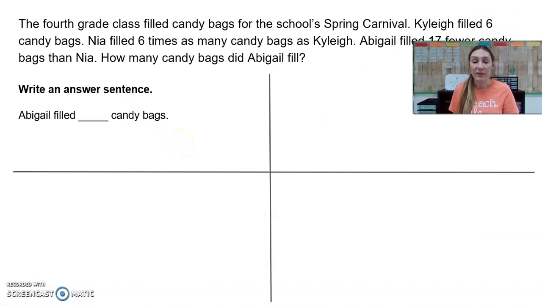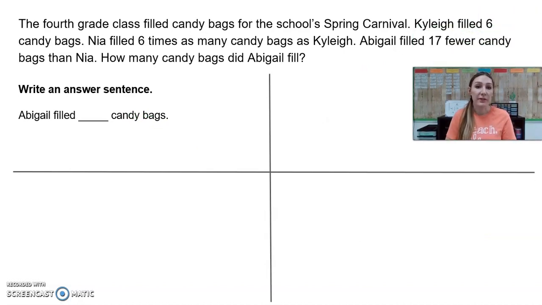All right, our last example says, the 4th grade class filled candy bags for the school's spring carnival. Kylie filled 6 candy bags. Nia filled 6 times as many candy bags as Kylie. Abigail filled 17 fewer candy bags than Nia. How many candy bags did Abigail fill? So our first step is to write our answer sentence. So Abigail filled blank candy bags. So remember, we're just responding to that question and leaving a blank for the answer.